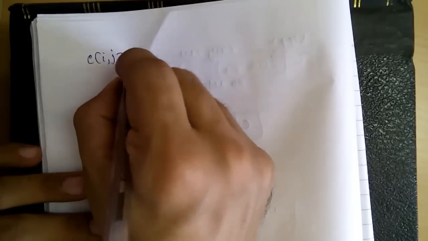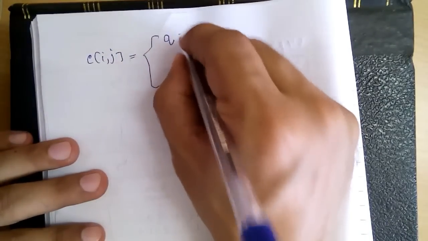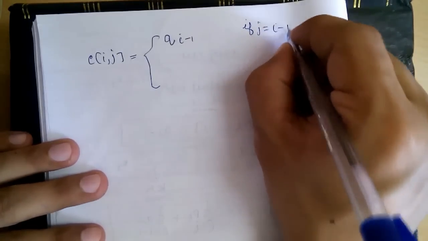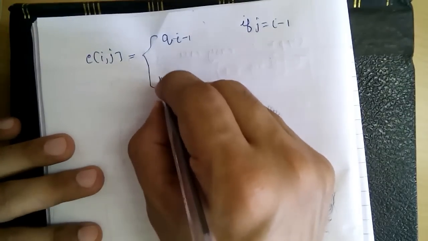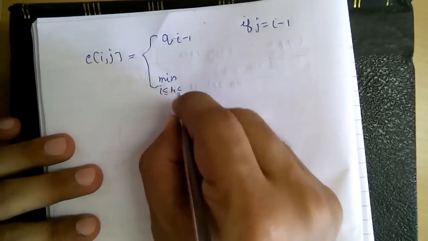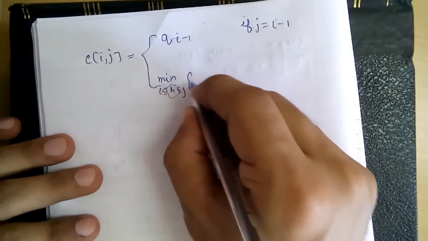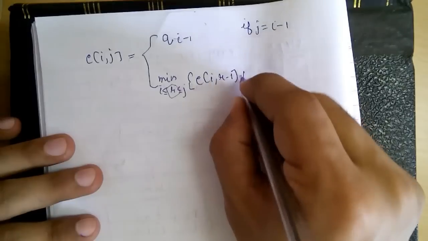So the final expression we will be getting is e of i, j is q of i minus 1, that is for the easy case for j equal to i minus 1, just having one dummy key. And the second, we will be checking all the values, that is i less than or equal to r less than or equal to j, of e of i, r minus 1, where for root we will be trying every one of them.